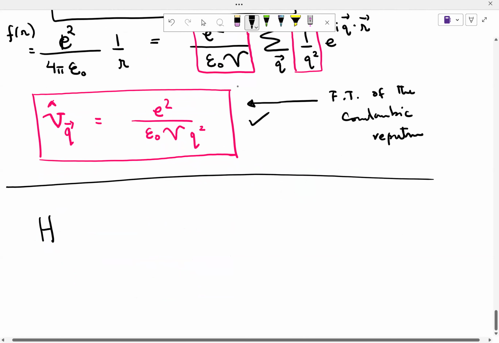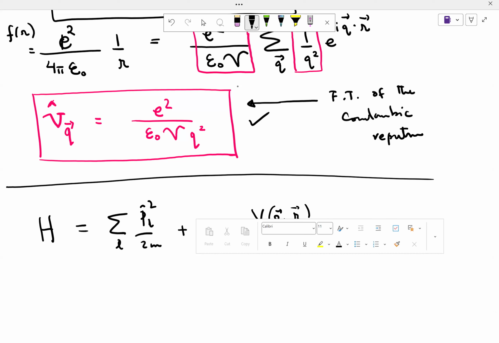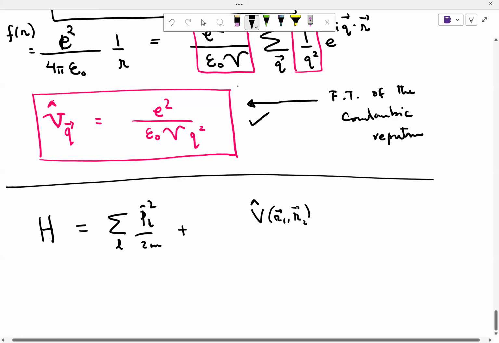The overall Hamiltonian in the real space is given by the sum of P squared over 2m, summed over all the particles, plus V(R1, R2). And then you sum up over all the R1s and all the R2s. So if I were to write this, I would simply write this as the sum of all R1s and R2s.